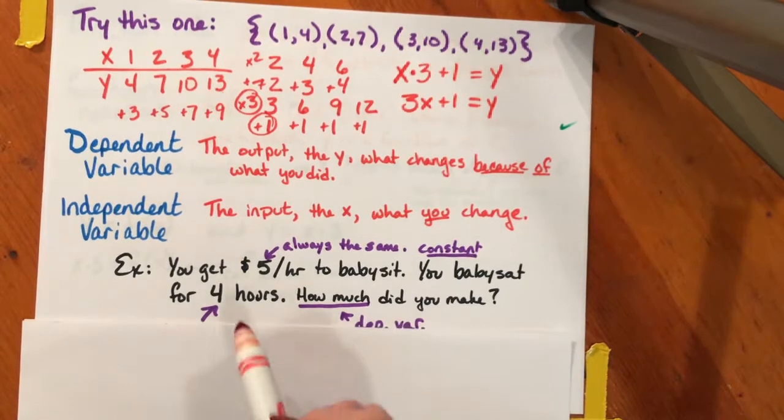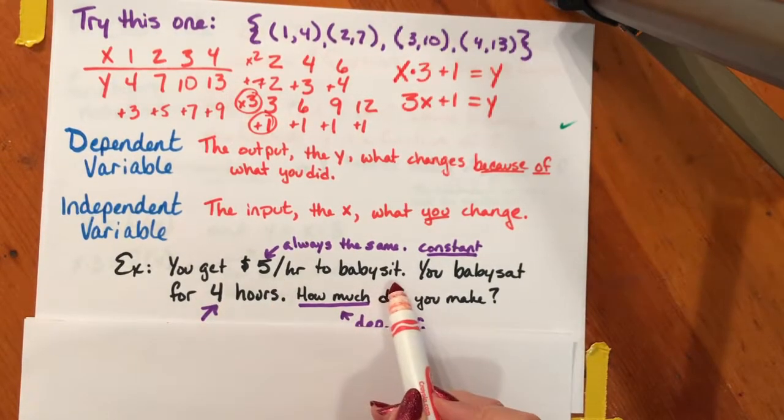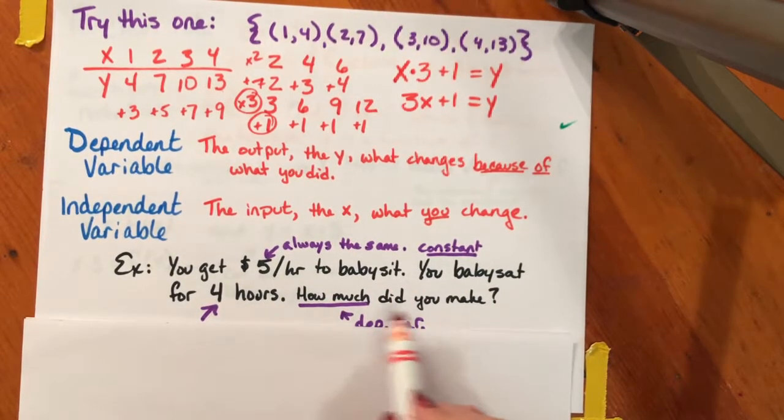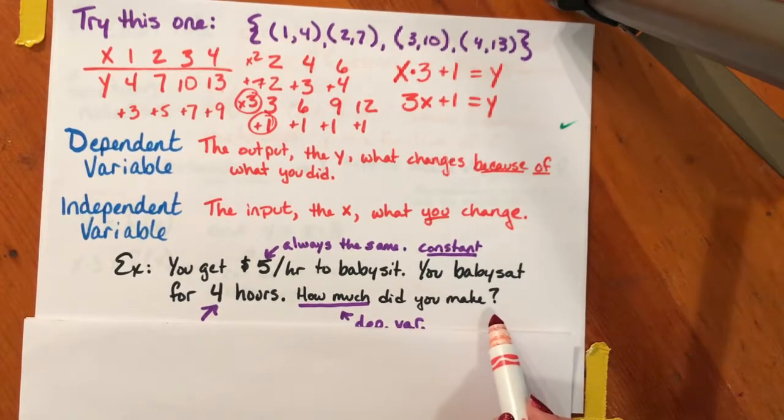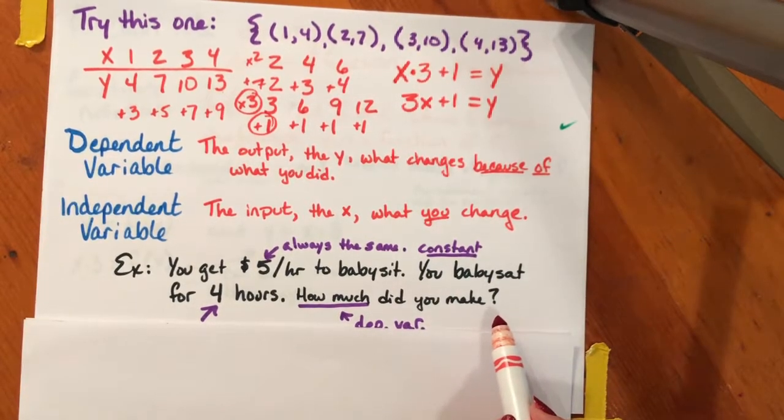So here's an example equation. You get $5 an hour to babysit, and you babysat for 4 hours. How much did you make? And it's going to ask you, what are your dependent and independent variables?